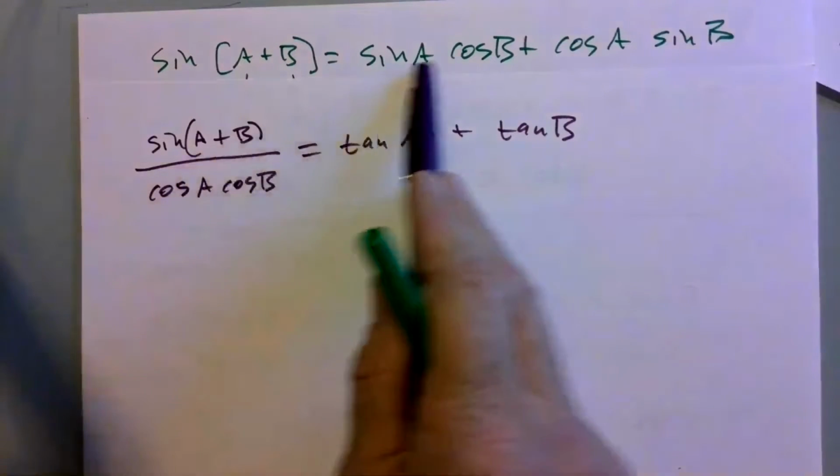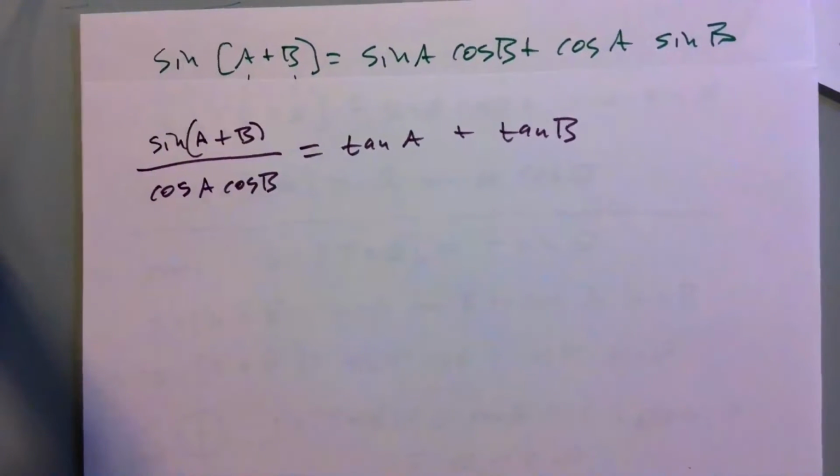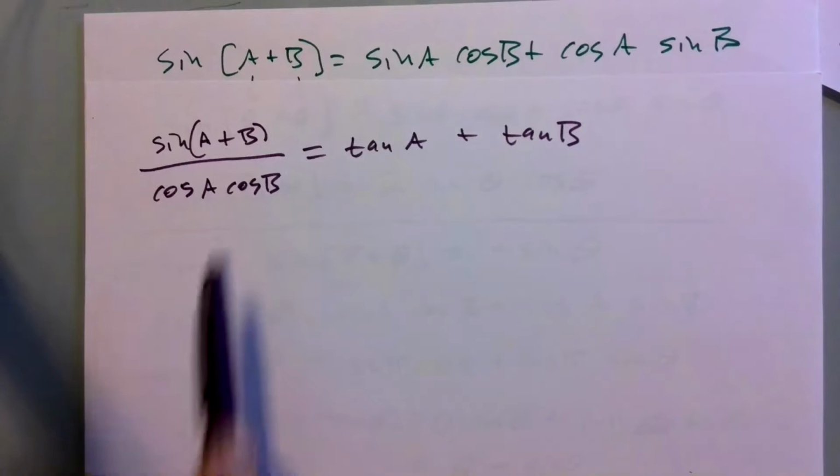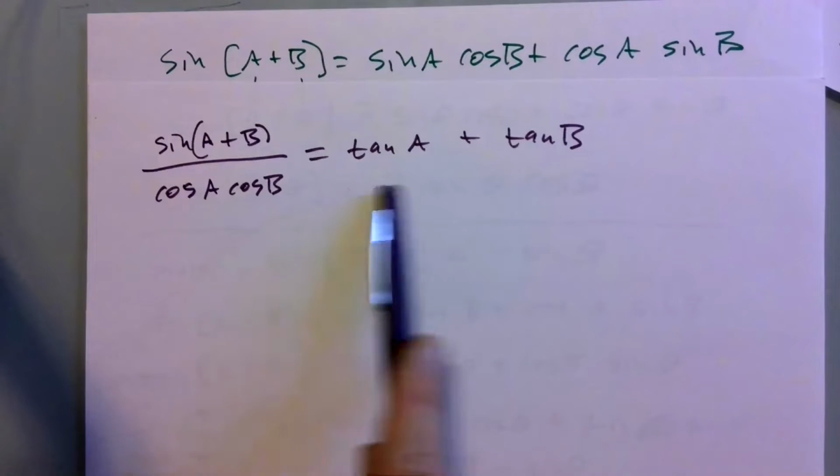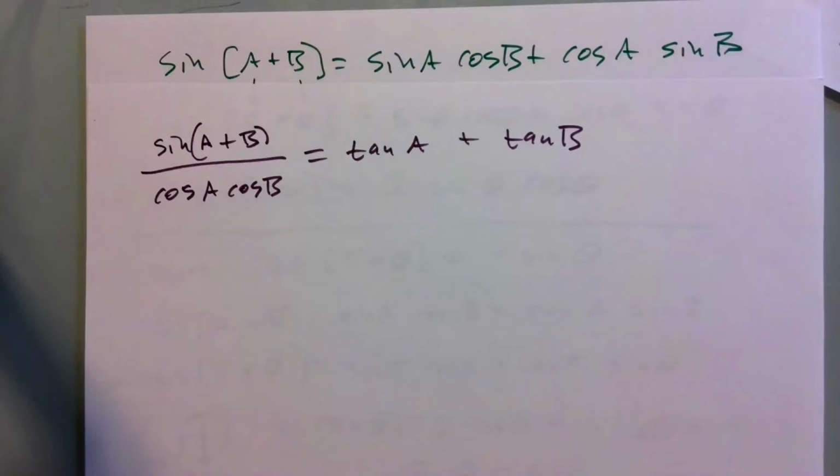Replace sine A plus B with that: sine A cos B plus cos A sine B. Divide everything by cos A cos B, and hopefully your result will be tangent A plus tangent B. I hope you're making progress.